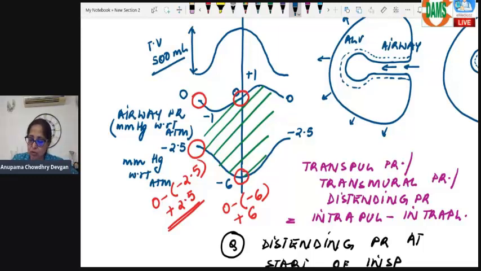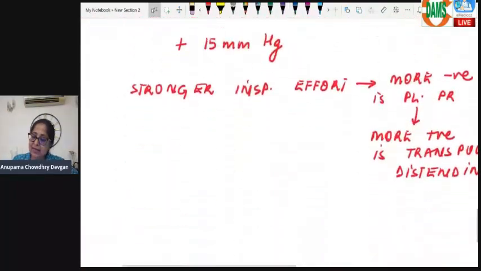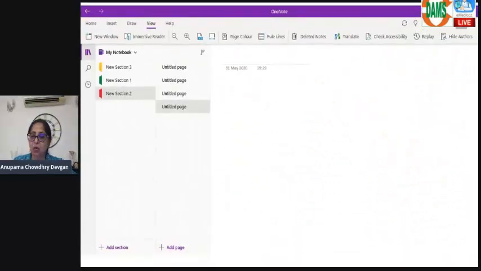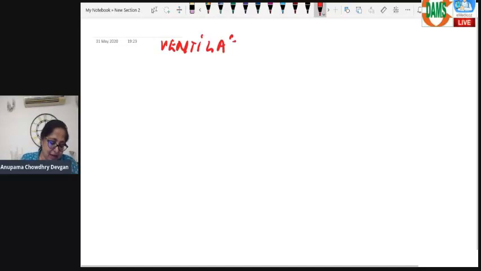All right. Once you've understood the pressures and the questions related to the pressures, next let's have a look at the ventilation perfusion gradient. The transpulmonary pressure is the net pressure as a result of both intrapulmonary and intrapleural. So at the end of inspiration, this pressure in the alveoli is plus 6. It is a distending pressure. Okay? Now, what is the ventilation perfusion gradient?